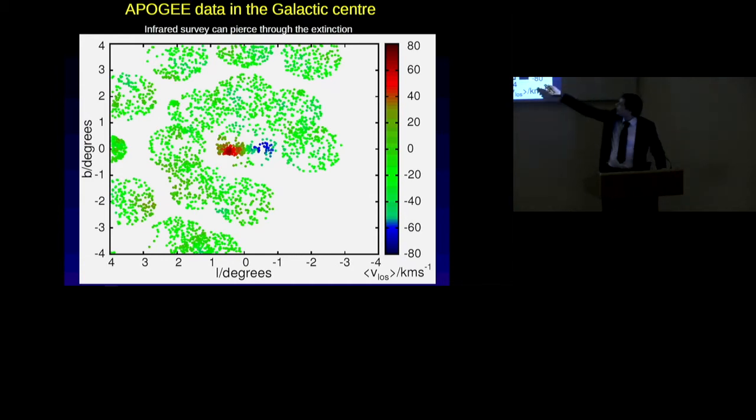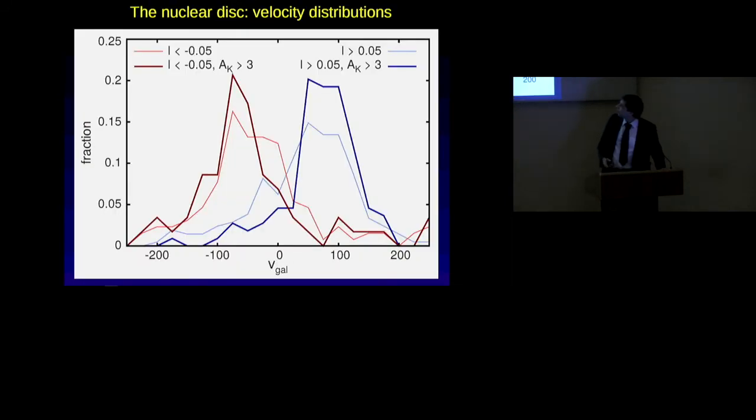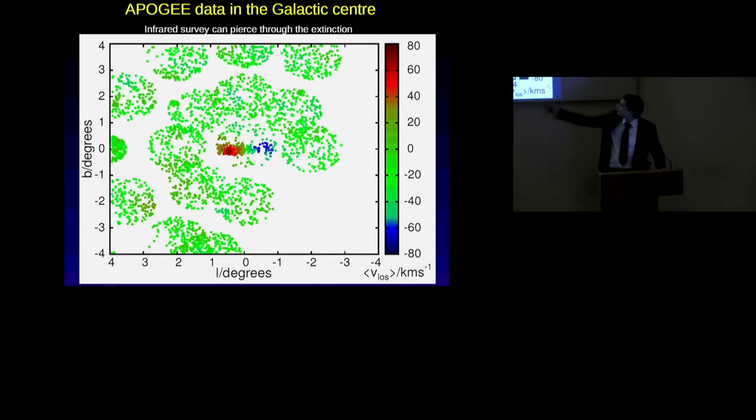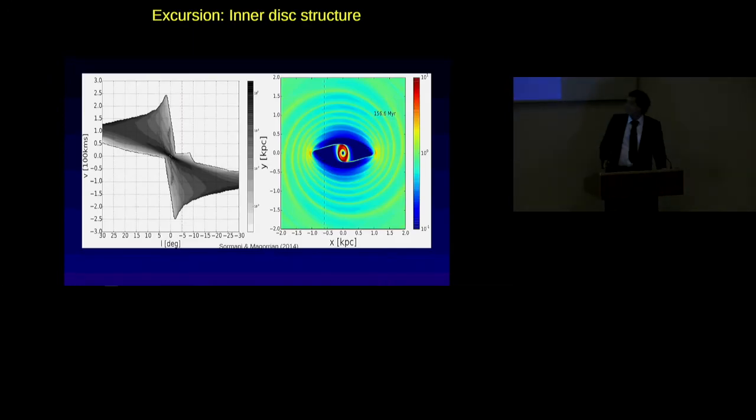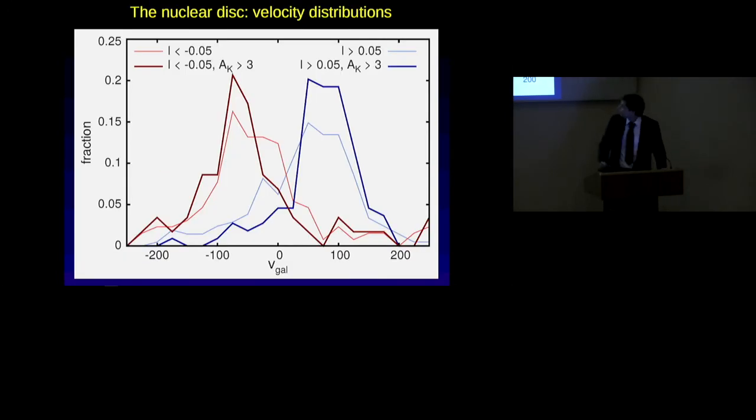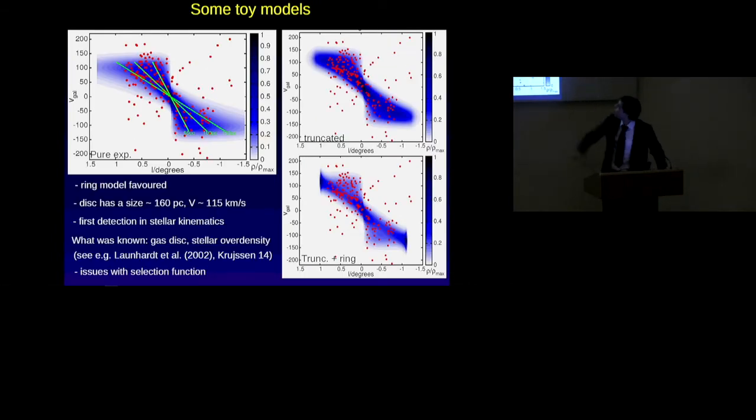And if I just show you these stars on a histogram in the inner degree of the galaxy, you see that when you take the left side in blue and the right-hand side in red, you can also select for higher extinction to get better disk stars. You clearly see the structure of a rotating disk in there. You can also do a couple of mock models with this. That's the first time we observe this in stars.